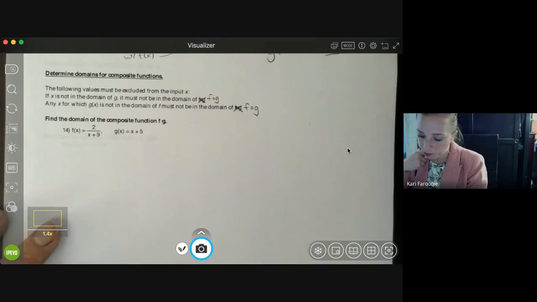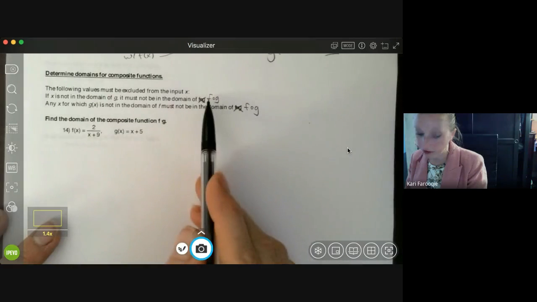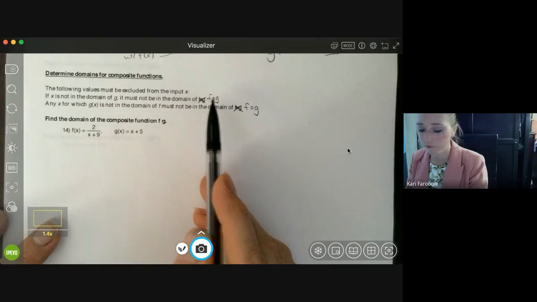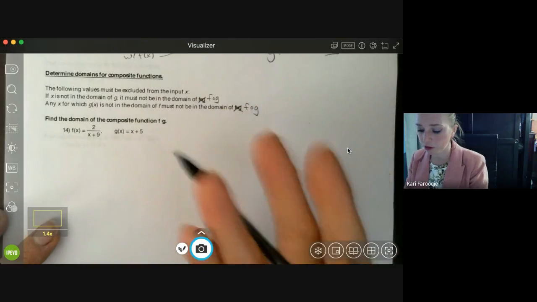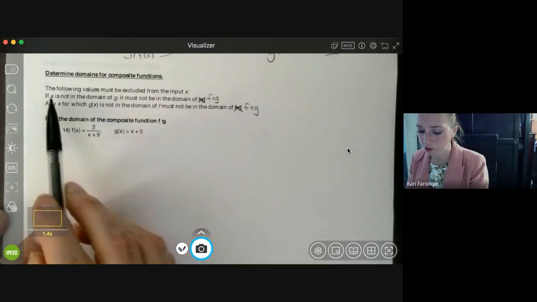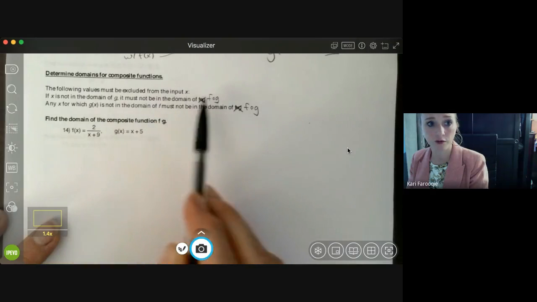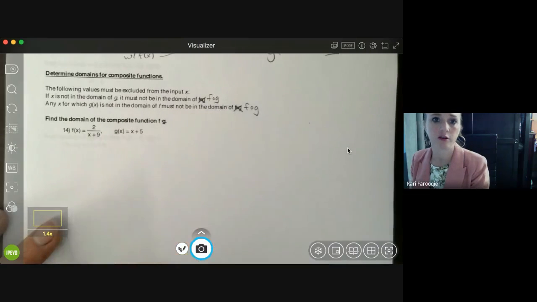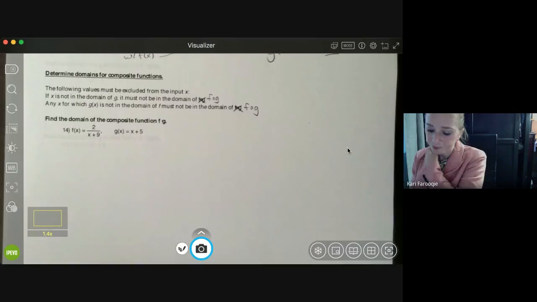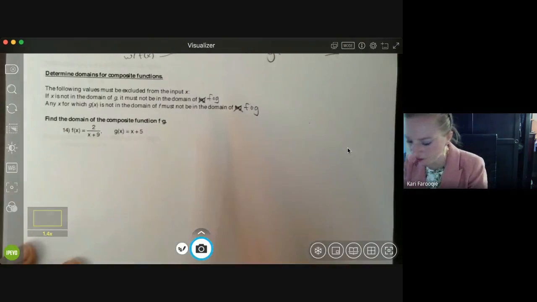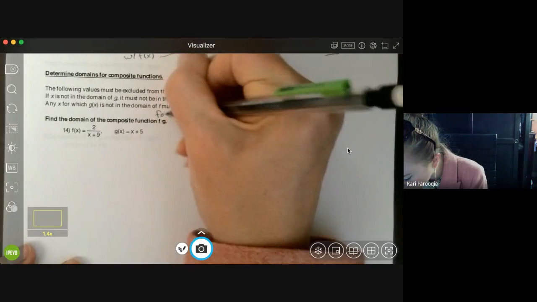By the way, keep in mind, this assumes that your composite function is f of g. If it was reversed, if it was g of f, then you'd be talking about x not being in the domain of f. It's always whatever that second function or inside function is. Find the domain of the composite function f of g.